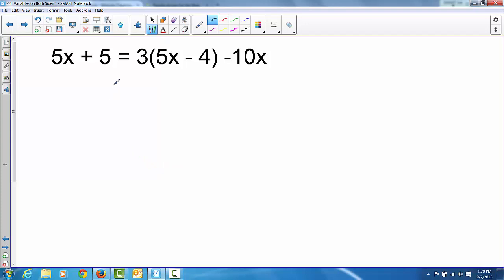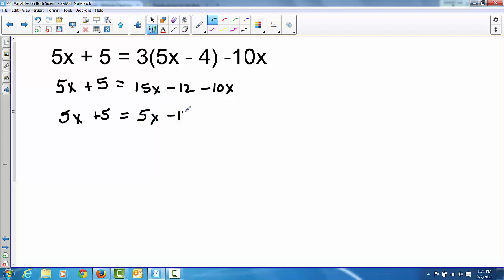Okay, so here we go. Simplify it first before you start the process of solving it. 5x plus 5 equals 3 times 5 is 15x. 3 times negative 4 is negative 12. And then we've got negative 10x. That leaves us with 5x plus 5 equals 15x minus 10x is 5x minus 12. We went 15x here minus 10x left 5x, and then bring down the negative 12.